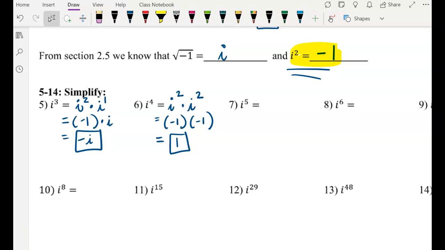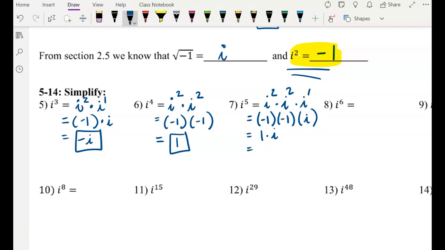Well, i to the fifth. i to the fifth, students, is going to be i squared times i squared times i to the first, right? Remember, when you multiply, you add the powers. Well, each i squared is negative 1 times negative 1, and i to the first is simply i. A negative number times a negative number is a positive number, so positive 1 times i, which is i. Look at that. So i to the fifth is i, i to the fourth is 1, i to the third is going to be negative i.